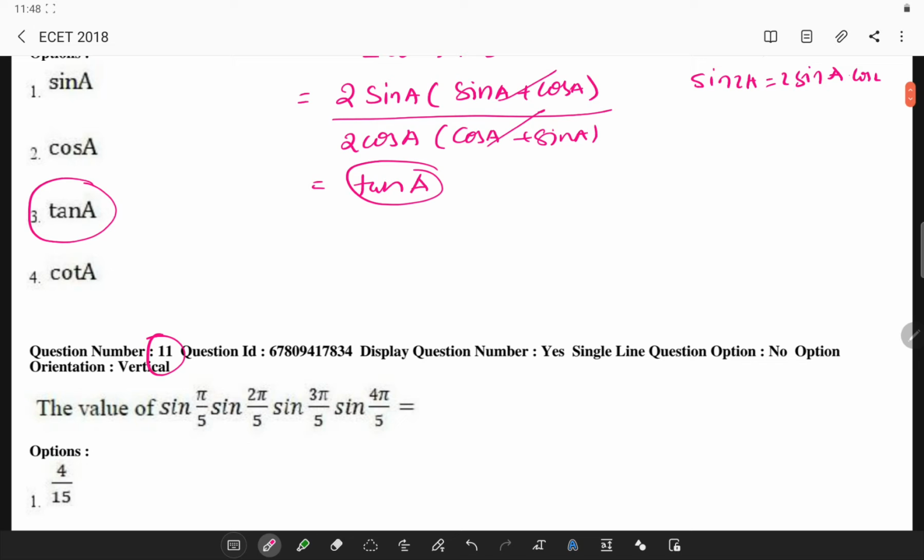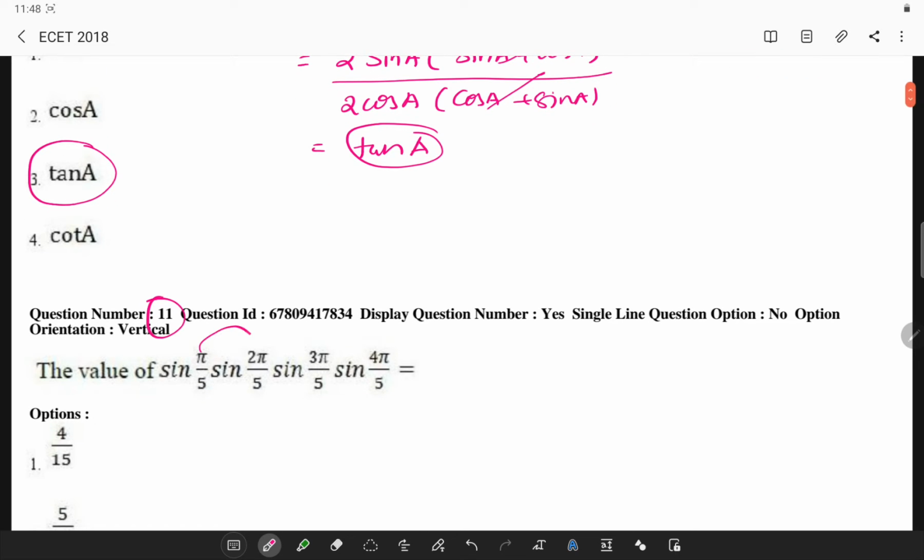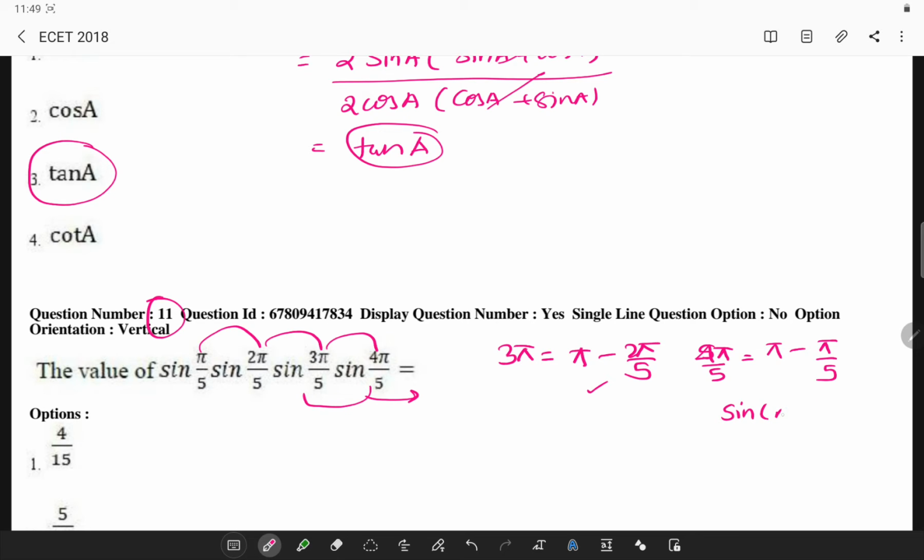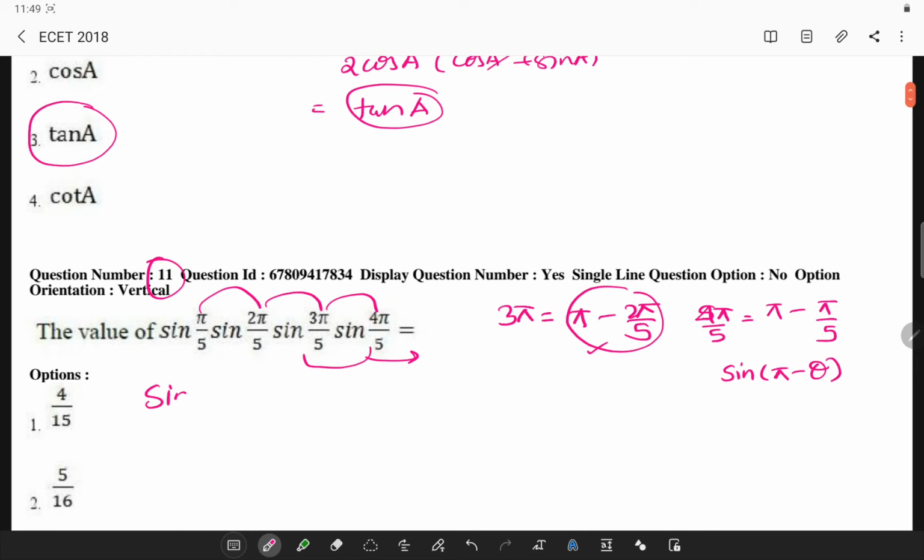Now let's go to the next question. This is a bit tricky question because you have multiples of pi by 5: pi by 5, 2 pi by 5, 3 pi by 5 and 4 pi by 5. So observe these two. You can write 3 pi by 5 as pi minus 2 pi by 5 and 4 pi by 5 as pi minus pi by 5. Why am I writing this? Because I have to remember the equality: sine of pi minus theta is sine theta. So if I write like this, it will be written as sine pi by 5 into sine 2 pi by 5 into sine of pi minus 2 pi by 5 into sine of pi minus pi by 5.